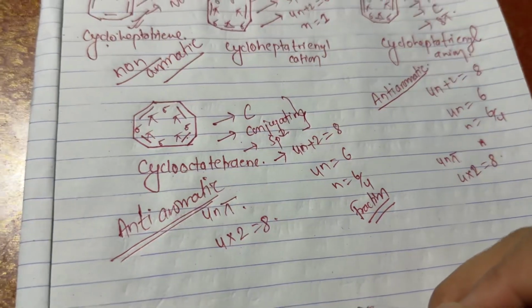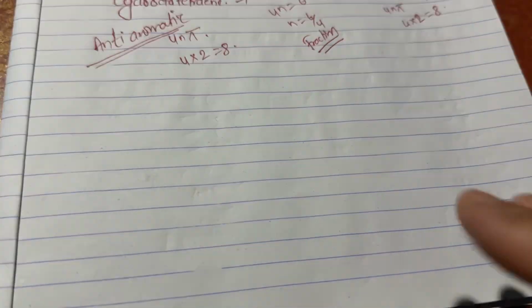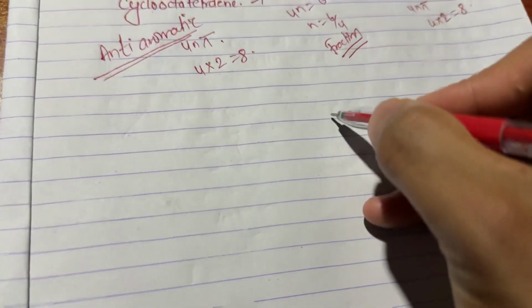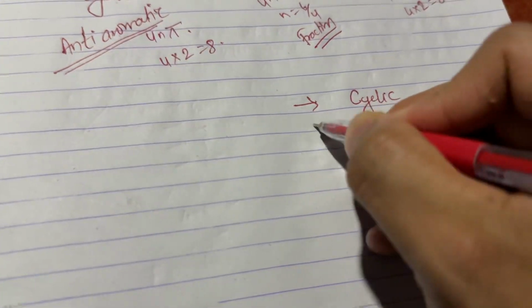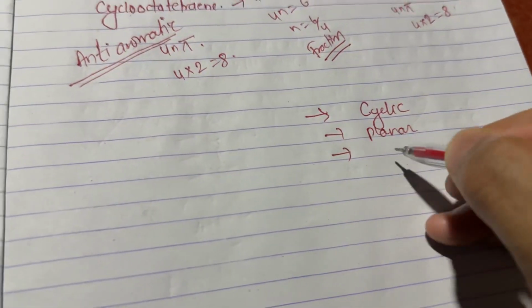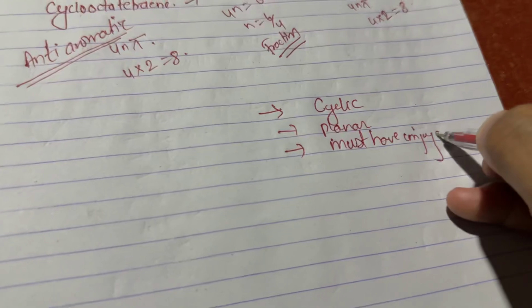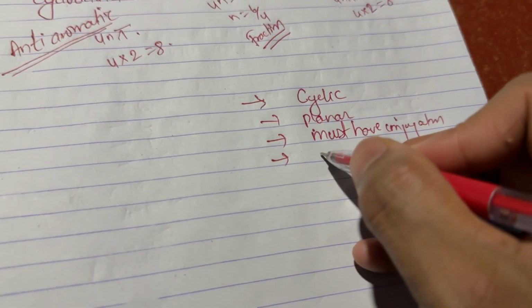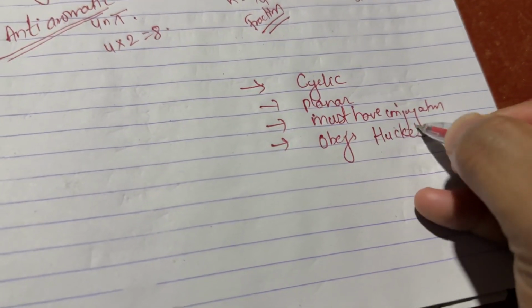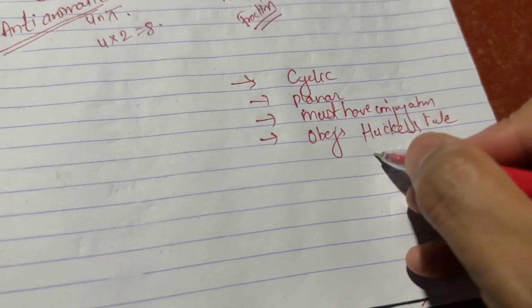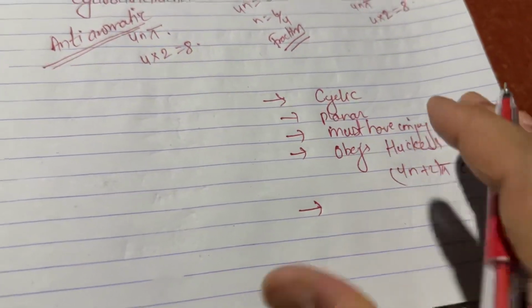This is all about aromatic, non-aromatic, and anti-aromatic compounds. Finally, I will conclude my lecture by saying a compound is aromatic if and only if it is cyclic, planar, must have conjugation, and obeys Huckel's rule, that is, the 4n plus 2 pi electron system. So these are the properties of aromatic compounds.